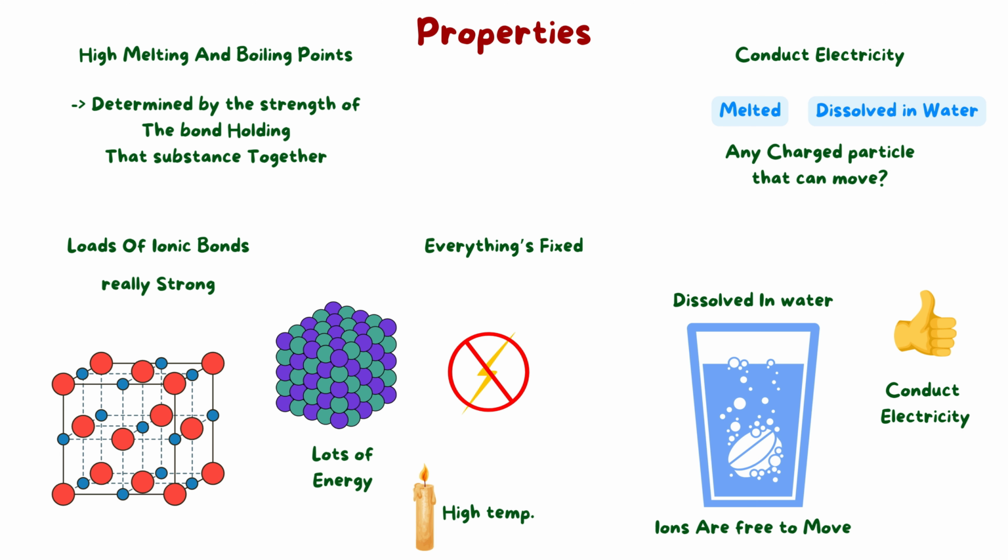As for electrical conductivity, it depends on whether there are any charged particles free to move. In the solid form of an ionic compound, all ions are fixed in place within the lattice, meaning they cannot move, and thus the substance cannot conduct electricity. However, once the compound is either melted into a liquid or dissolved in water to form an aqueous solution, the ions are free to move around, and this allows the substance to conduct electricity.